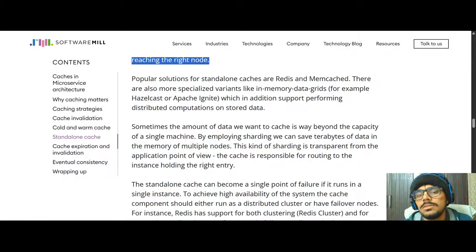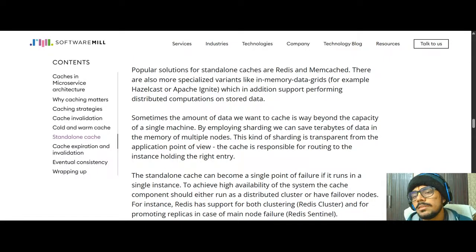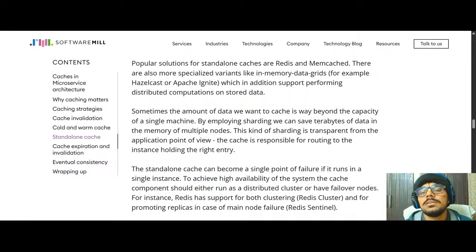Oh, that's awesome. Sometimes the amount of data we want to cache is way beyond the capacity of a single machine. By employing sharding, we can save terabytes of data in the memory of multiple nodes. This kind of sharding is transparent from the application's point of view. The cache is responsible for routing to the instance holding the right entry.